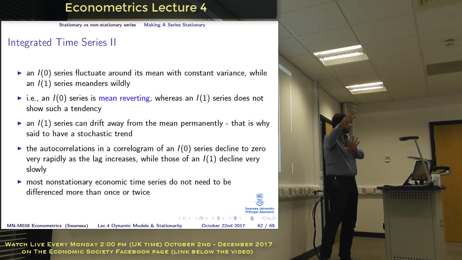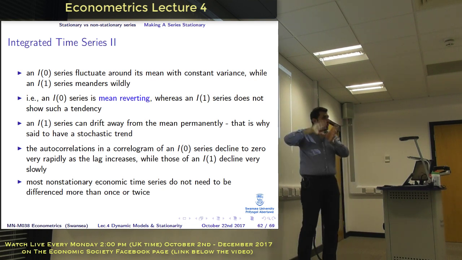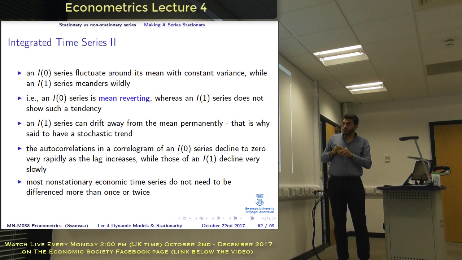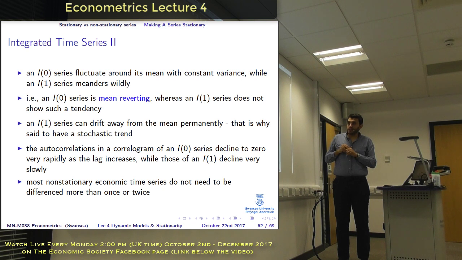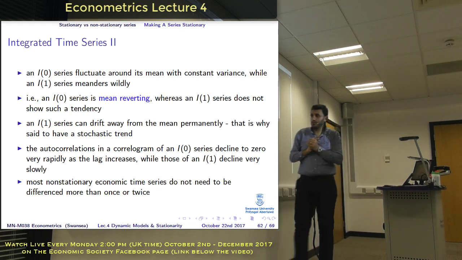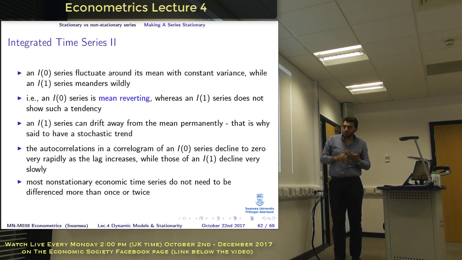So if you go back to the first graph we had for the exchange rate series, you see it drifts away from the mean, and that can happen permanently. And that's why it is said it has a stochastic trend, so it's going upward. The autocorrelations, we discussed this before.